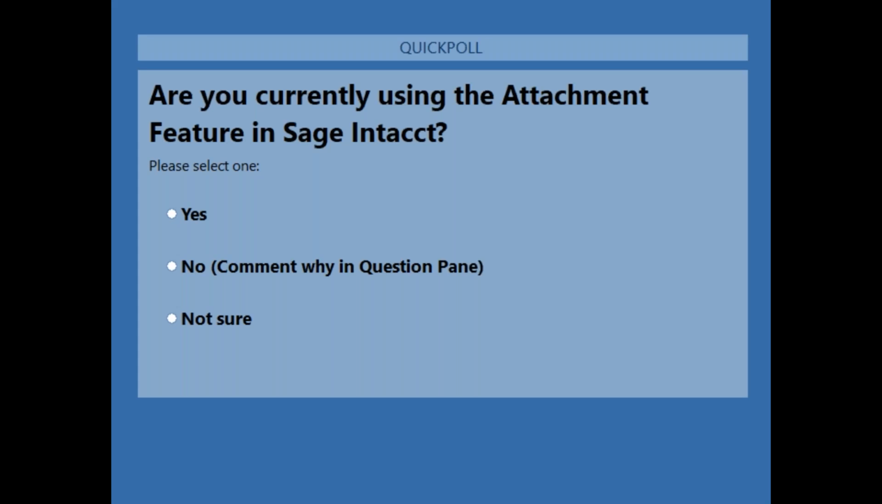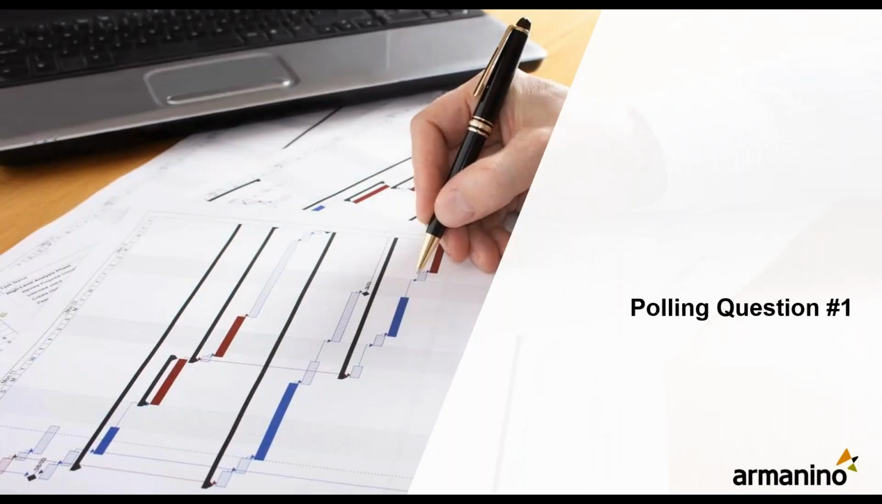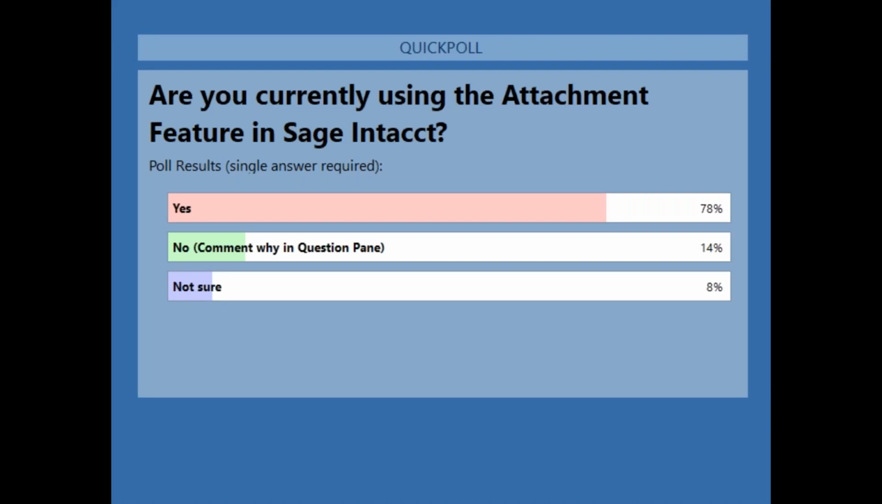Let's go ahead and see the results. Awesome. So we got 78% yes, 14% no, and 8% not sure. Well, that's very interesting. Hello, everyone. This is Irene. Thanks again for joining our call today. So attachments, 78%, that's exciting. Attachments are very useful in Sage Intacct, so I'm glad to see a lot of you are using those.